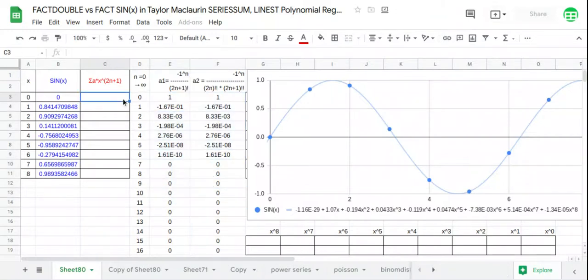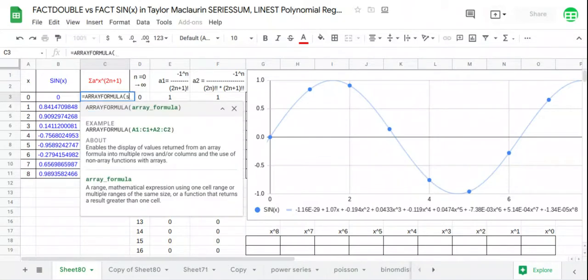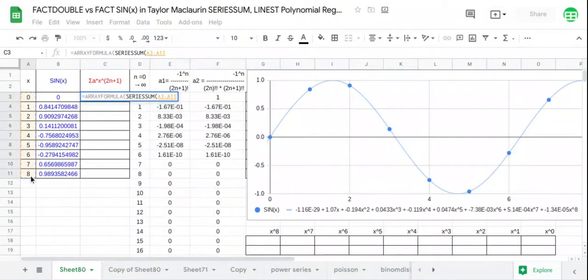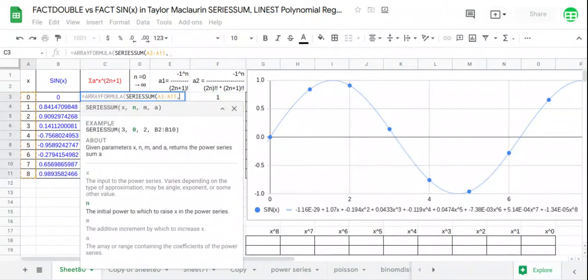We now continue with the expansion, which is array formula, series sum of the x values raised to the power 2n plus 1, where 2n plus 1 starts at n equals 0, 2 times 0, 0 plus 1, 1. So it starts from 1. Incremented by, next will be 2 times 1, 2 plus 1, 3. And after that, 2 times 2 plus 1, 4 plus 1, 5. So 1, 3, 5, 7, 9.